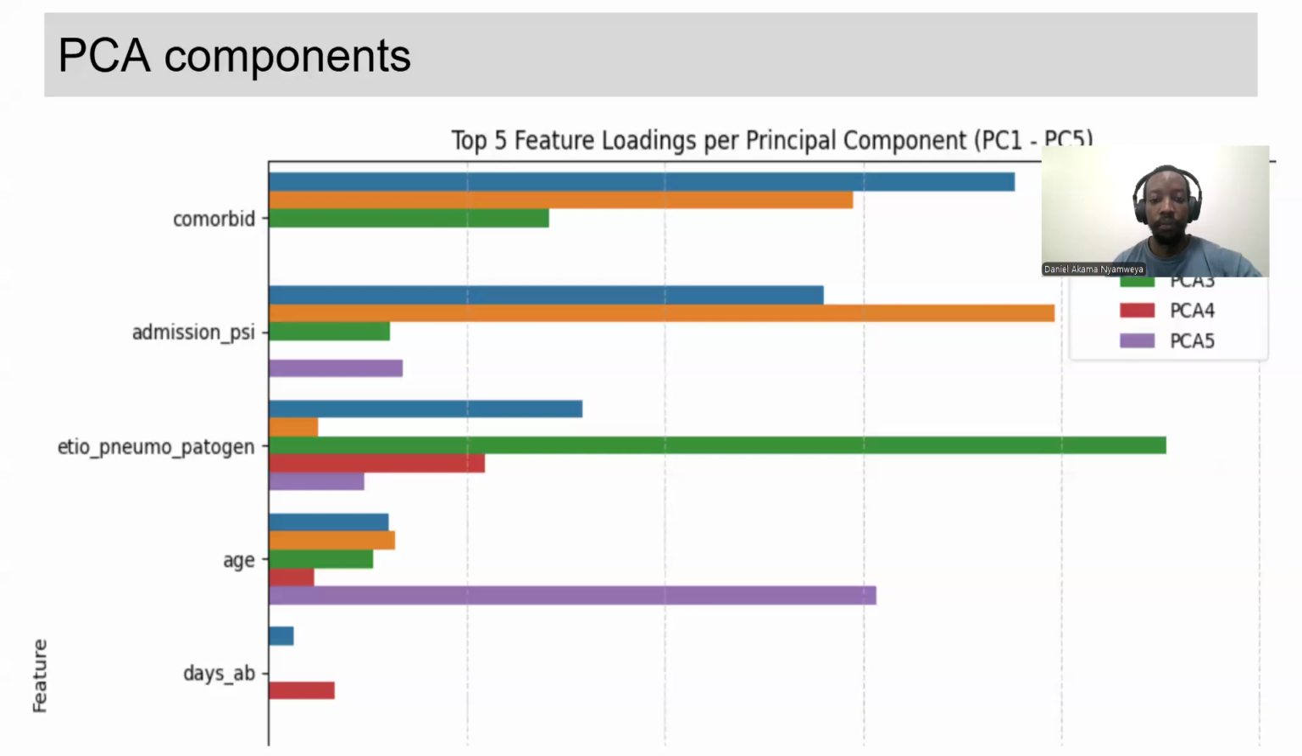In terms of the principal components, you can clearly see these are the top 5 features per principal component that contributed the most to how the models were deriving their predictions. You can clearly see that things such as age contributed most to principal component number 5, and then other features such as pneumo, pathogen, and admission PSI, which you will see the descriptions of in the next slide deck.